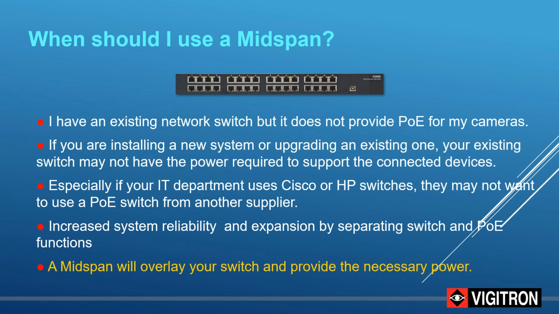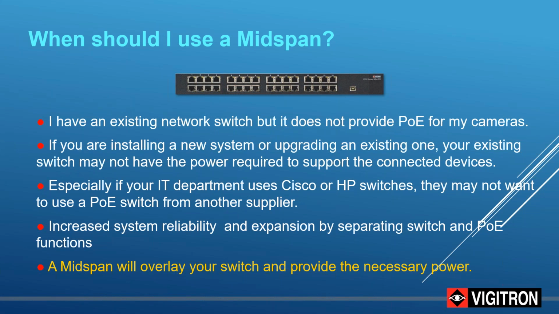We also know that many IT directors favor certain switches. Cisco and HP are just two examples. These switches may not have the necessary PoE power to power 60-watt domes. More often they don't. But the IT department wants to maintain the Cisco switch or the HP or the particular switch that they have in that environment. In this case, the network switch can be overlaid with the midspan in order to provide the right power.